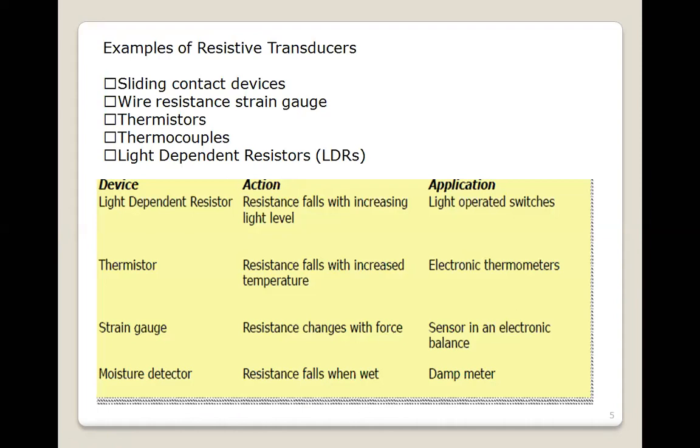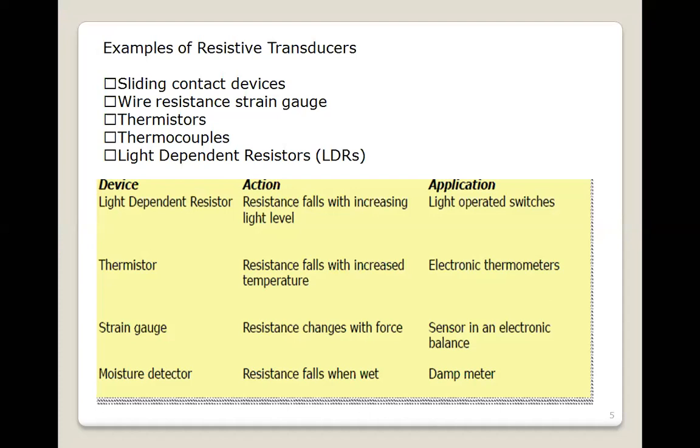Some examples of resistive type transducers or sensors: first, the sliding contact type, wire resistance, strain gauge, thermistor, thermocouple, and light dependent resistor, LDR. Now some of the applications and their working principles. For example, one of the sensors is the light dependent resistor, where the resistance falls with increasing light level. This type of sensor is used as a light operated switch.